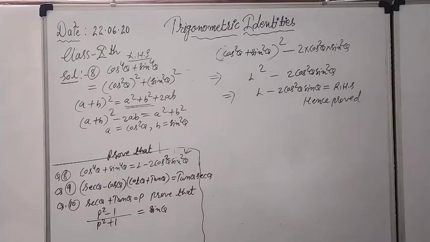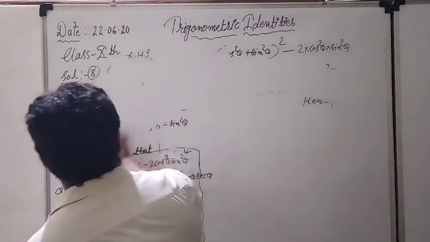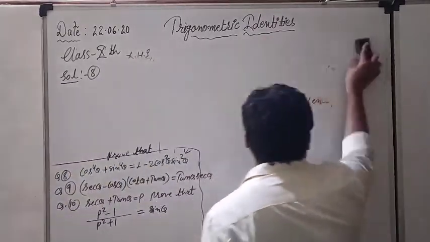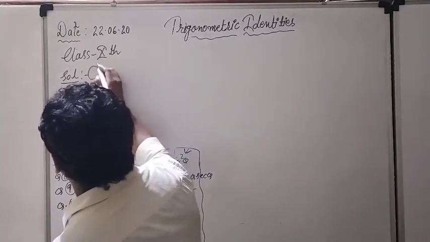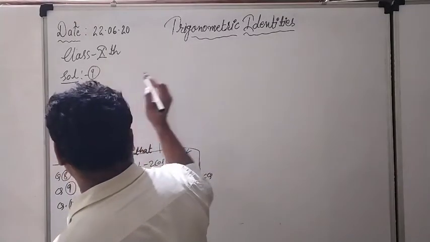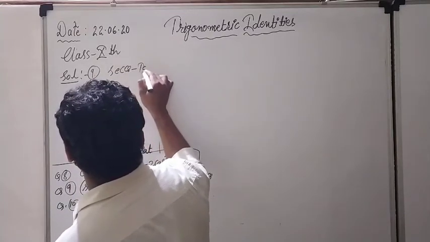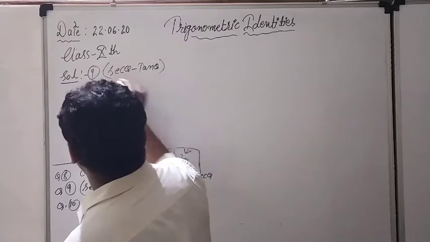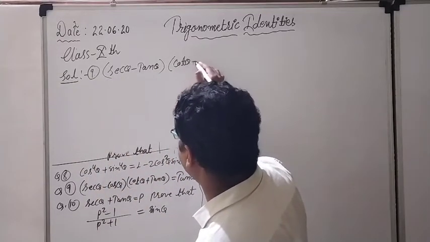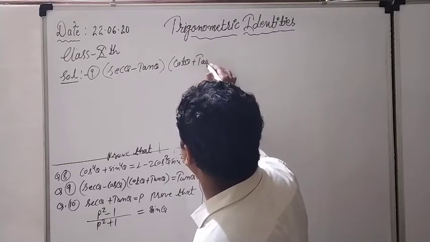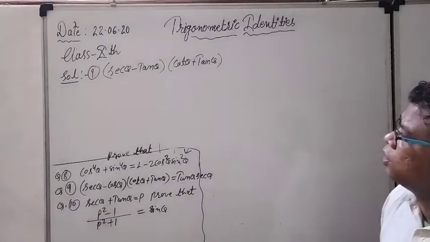Now come to the next question, question number 9. Things are a little lengthy and it is taking so much time, still no problem, you just concentrate and focus more and more. Question number 9 is: (sec theta minus tan theta) inside one bracket, and in the other bracket, (cot theta plus tan theta), and what we have to prove is tan theta into sec theta. No problem, very easy question.